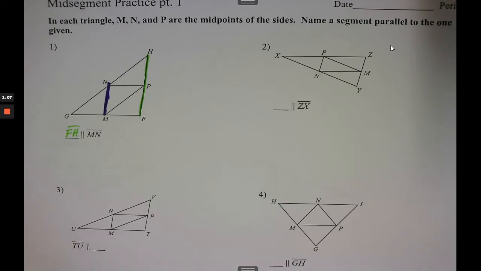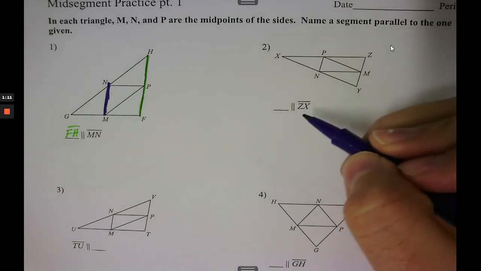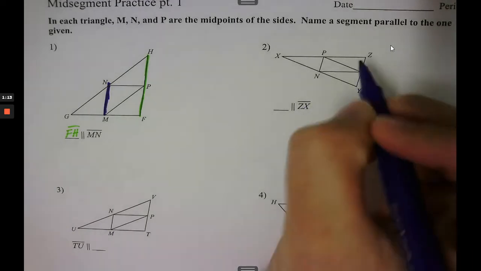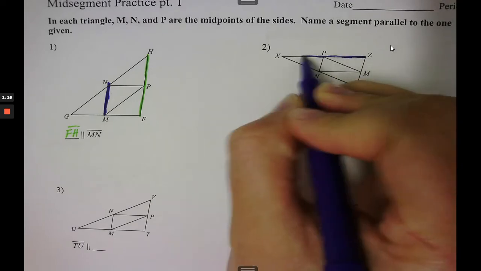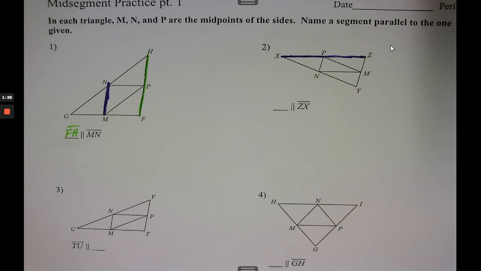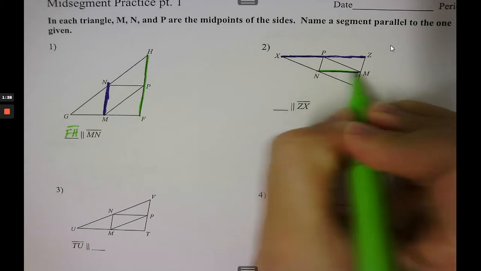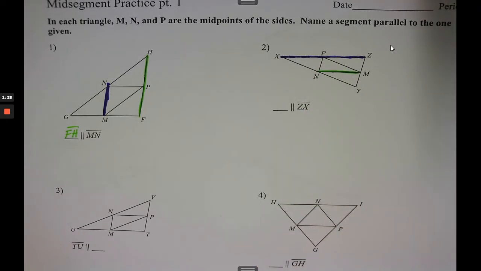Alright, we're going to do that for each of these four. So the first thing again, I'm going to mark the one that they gave me. They gave me ZX. So start at Z and go all the way to X and just follow that line. And then find the one that's running parallel to that on the smaller triangle, PMN. And that would be MN. It's running parallel.